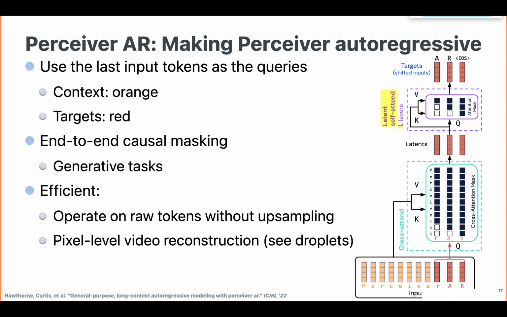And what they do is they treat the targets as latents. So in this case, the latents would be the last 3 tokens, and we are basically shifting the causal masks from the cross-attention all the way to the self-attention layers. And so they call this end-to-end causal masking to enable the generative tasks. And they correspond each target with a latent array. So for predicting A, we construct a latent array of latents for A, and for predicting R, we also construct a set of latents. And it's quite efficient.